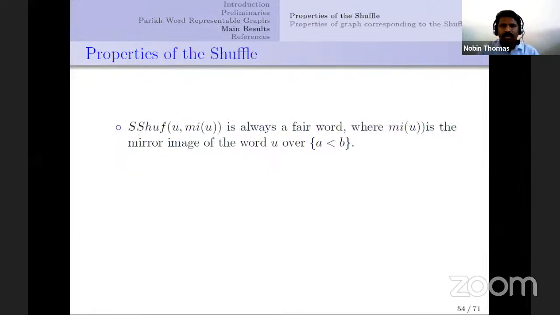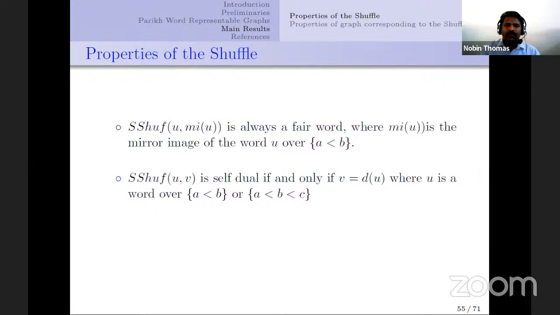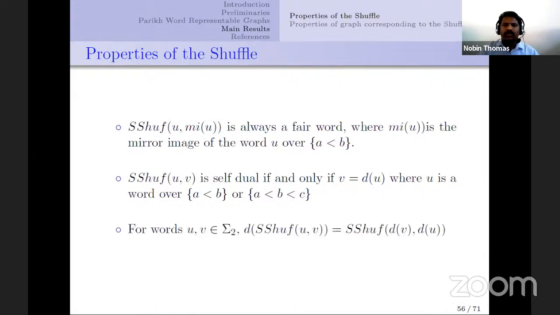Now, these are our main results. The shuffle of u and the mirror image of u is always a fair word for a word over a binary alphabet. The shuffle of u and v is self-dual if and only if v is the dual of u, where u is a binary or ternary word. For binary words u and v, the dual of the shuffle of u and v is the same as the shuffle of the dual of v and the dual of u.